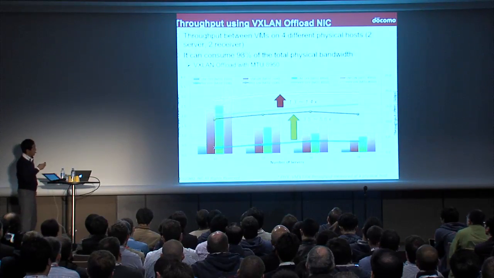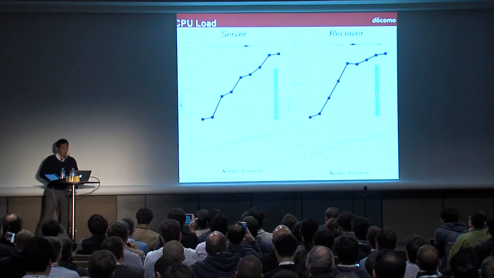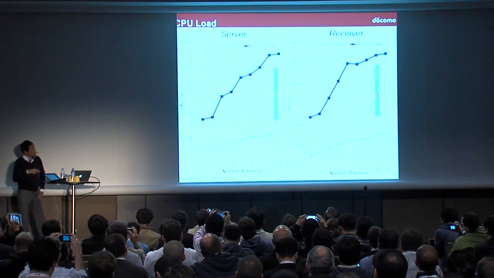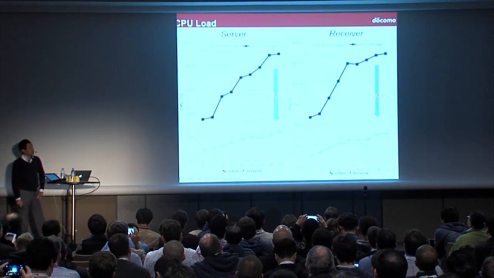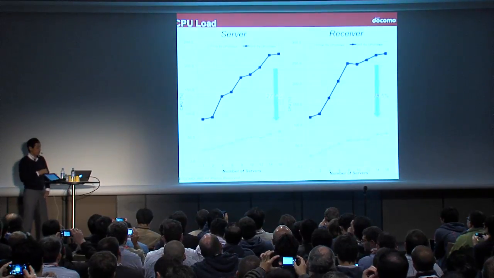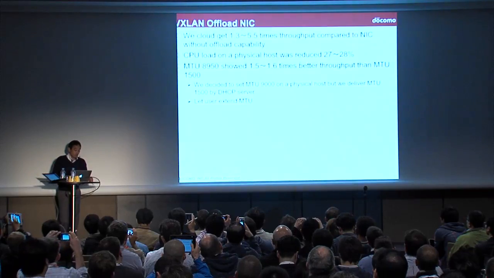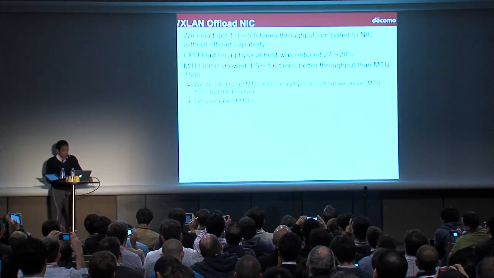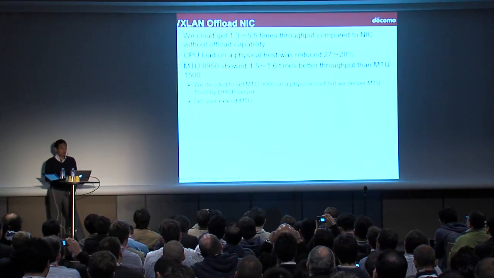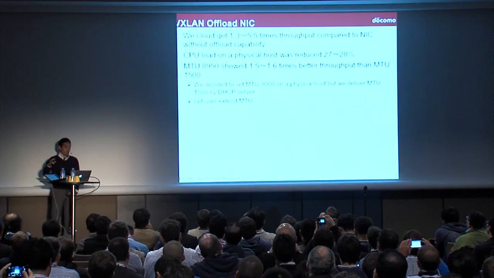And even with the bigger MTU size, we can still get a pretty good performance improvement. It also reduces the CPU load. As you can see, almost 30% of CPU load decreases on the server side and the receiver side as well. So finally, we decided to use a VXLAN offload NIC. And as for the MTU, there are actually two choices, a smaller MTU size and a bigger MTU size.